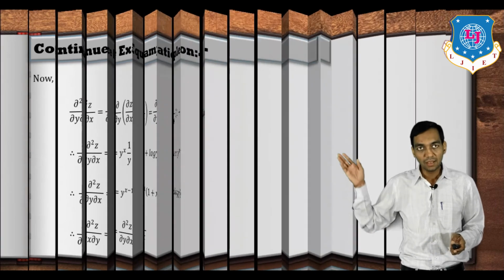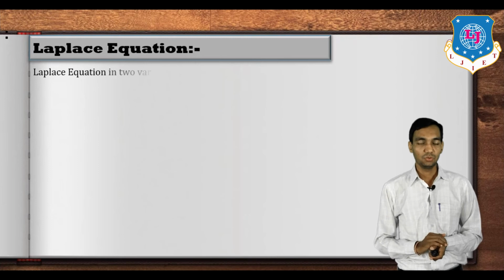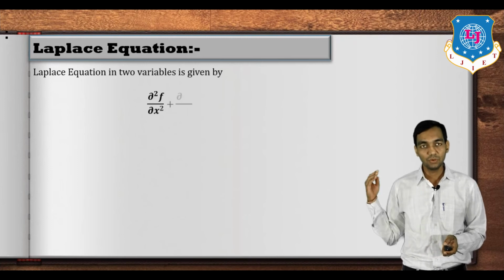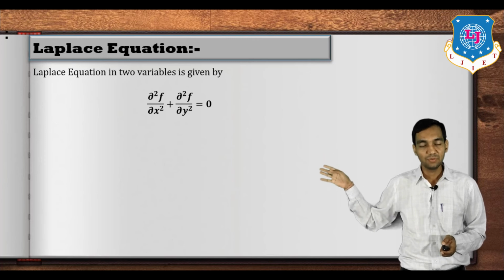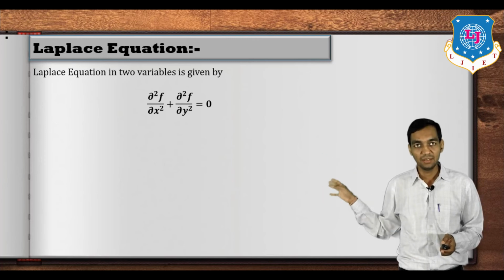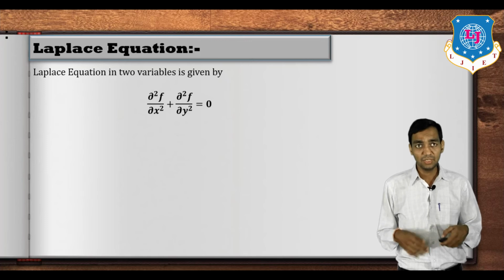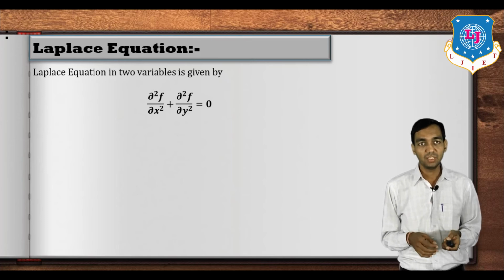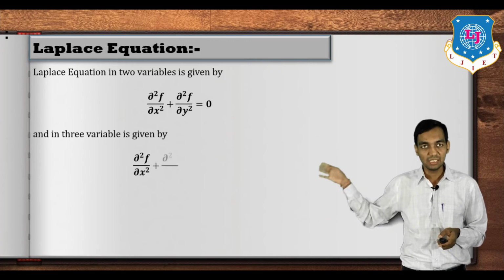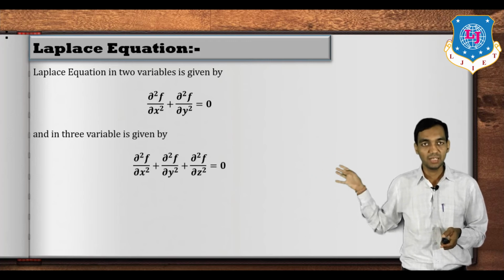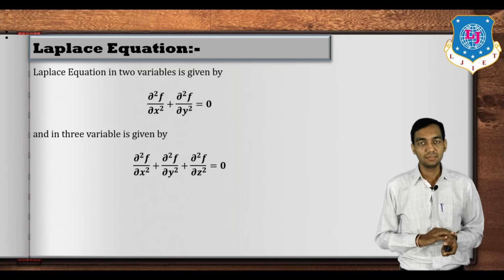Now we are defining the Laplace equation in two variables. If your function is of the form f of x and y, then it is given by del square f by del x square plus del square f by del y square is equal to 0. See, we have to remember this equation. In the same manner for three variables, it is given by del square f by del x square plus del square f by del y square plus del square f by del z square is equal to 0.